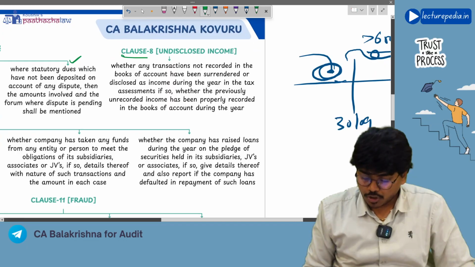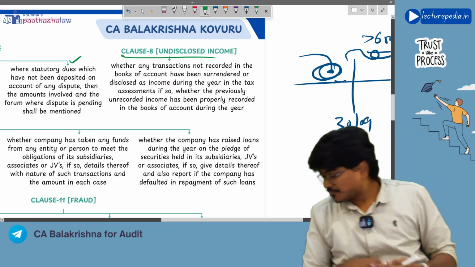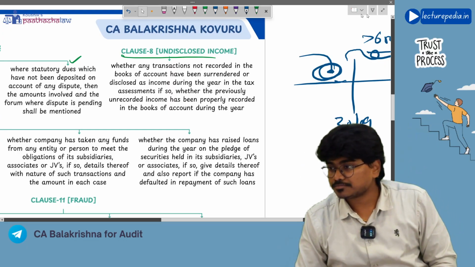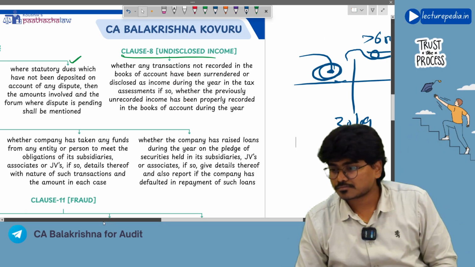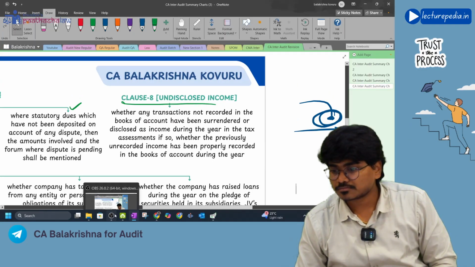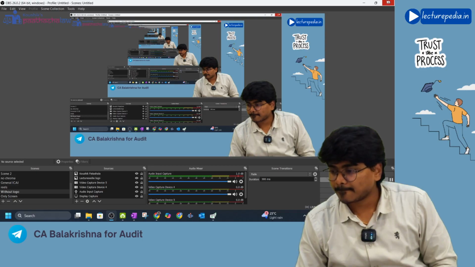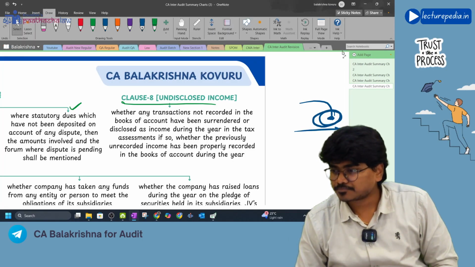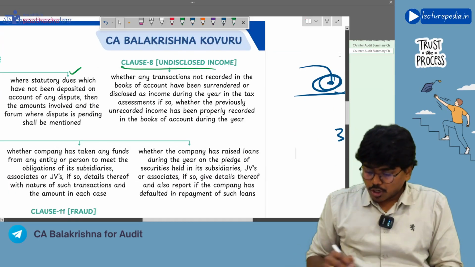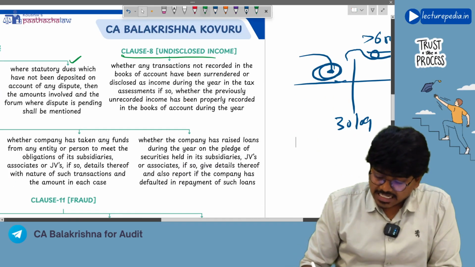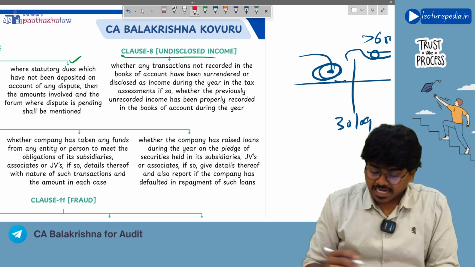Next, clause number 8, which is undisclosed income. Now what is this undisclosed income?